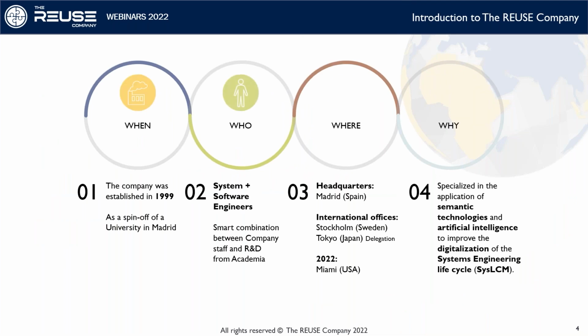So, very quickly, the reuse company was established in 1999 as a spin-off of a local university here in Madrid. It is aiming at developing software for systems engineers. The headquarters is still in Madrid, with one international office in Stockholm, another one that we have just opened in Miami, in the USA, and a very special delegation in Tokyo, in Japan.